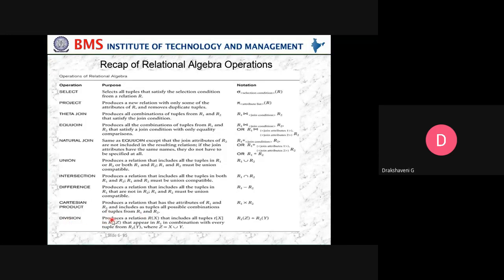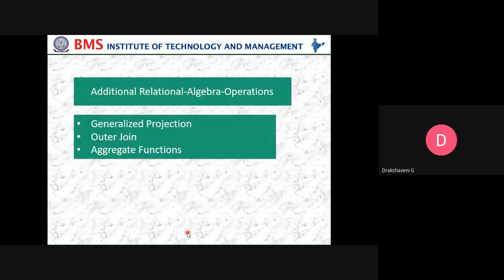Then division produces a relation R of X that includes all tuples t of X in R1 of Z that appear in R1 in combination with every tuple from R2 of Y, where Z equals X union Y. And next we move on to additional relational algebra operations: generalized projection, outer join, and aggregate functions.